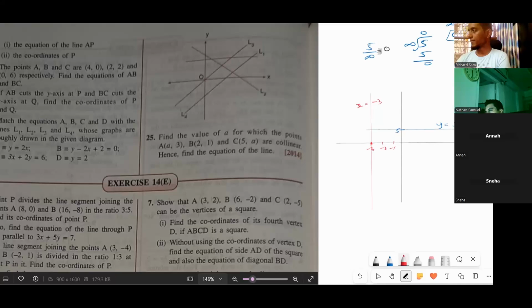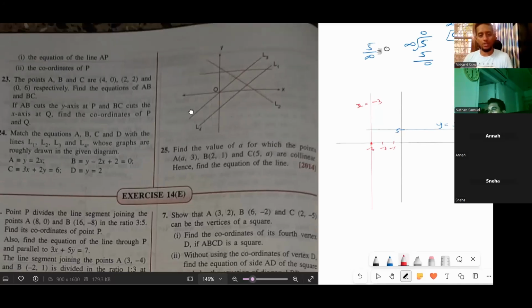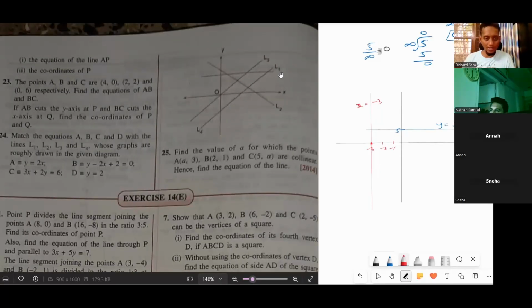Is that clear? Okay. Now in our question here, there's one line that is parallel to the x-axis. So what will the equation of that line be? Y is equal to 2. You see, because there's no x value in that. Okay, so that's D.